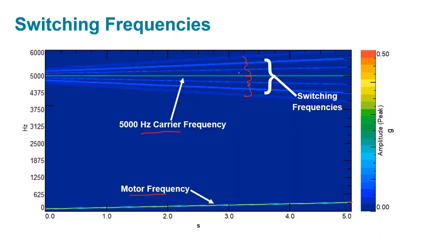Do you see that here, Charles? Yeah, I can see that, definitely. Yeah, so the fact that the switching frequencies get farther apart means we're telling some motor somewhere to increase in speed, and that actually shows up in the noise and vibration spectrum.